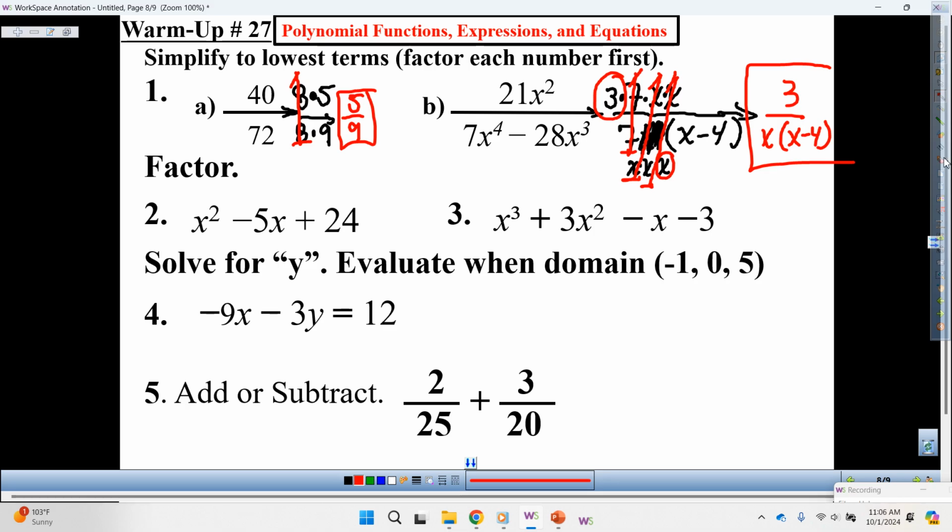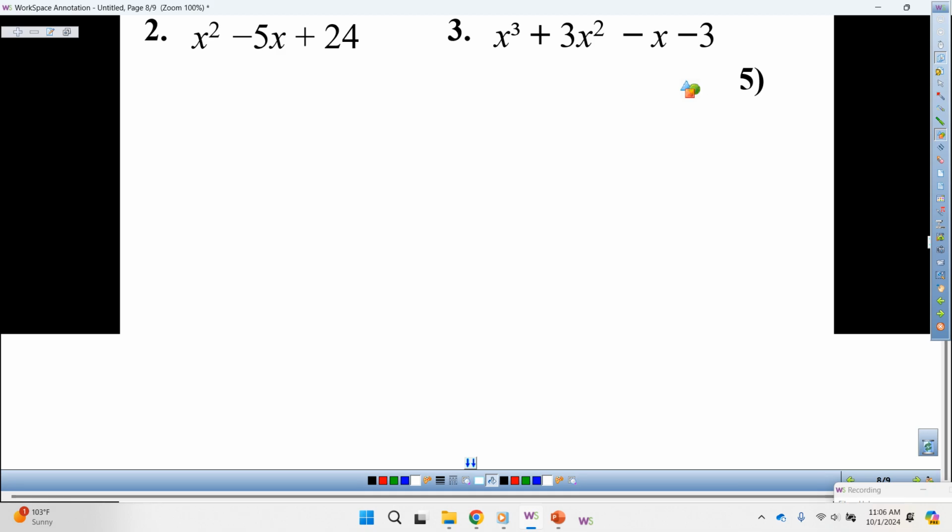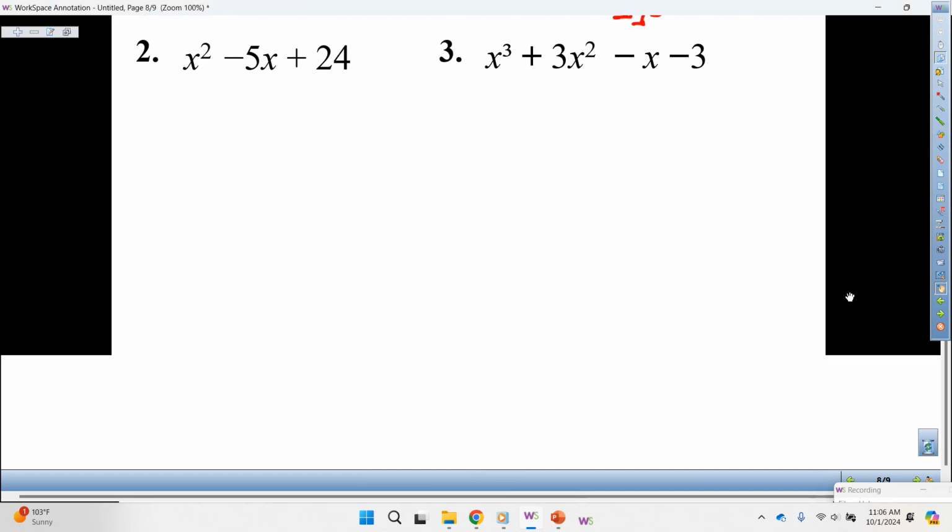All right, let's go over numbers 2 and 3. Those are going to be a piece of cake because we've already been doing these already. Here it goes. Let me make some space. Here it goes. For number 2, what do we check for? Standard form. Is it in standard form? Yes. 2, 1, 0. Yes.